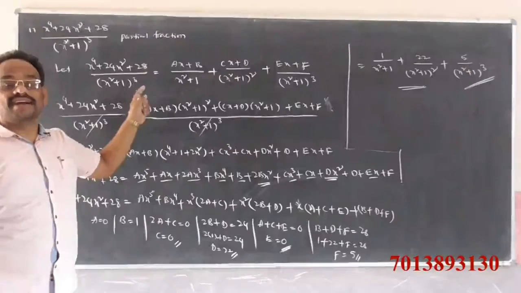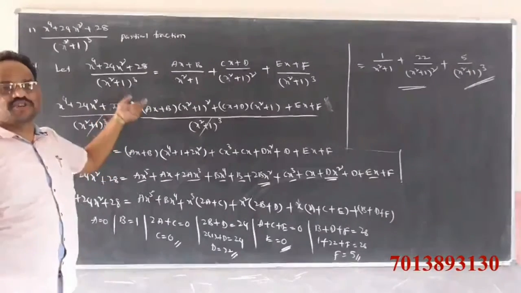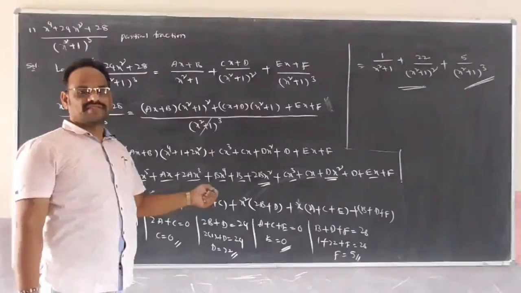When the denominator has repeated irreducible quadratic factors, we do it like this.